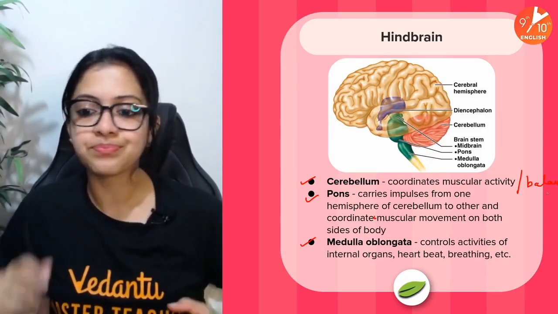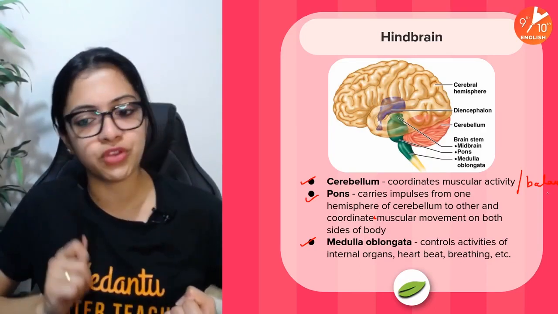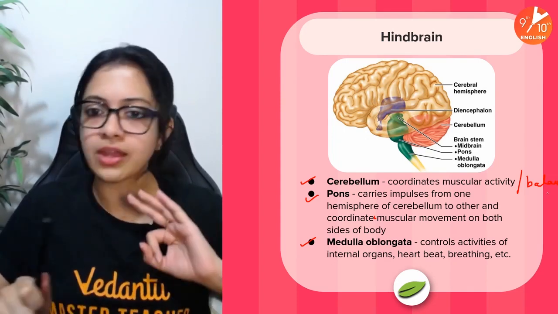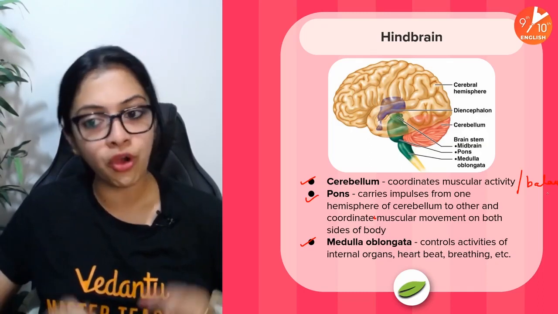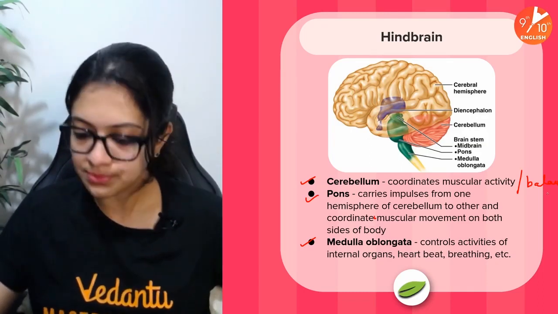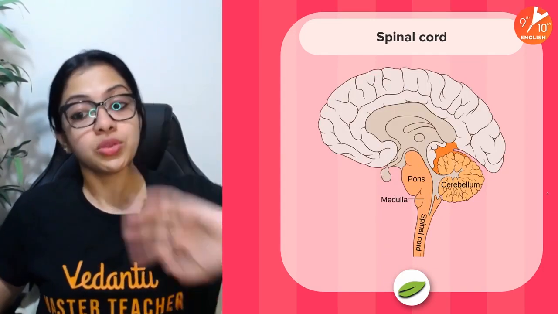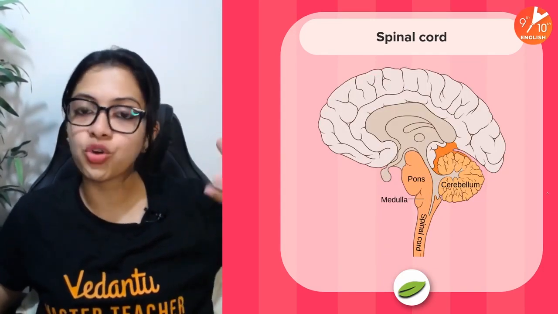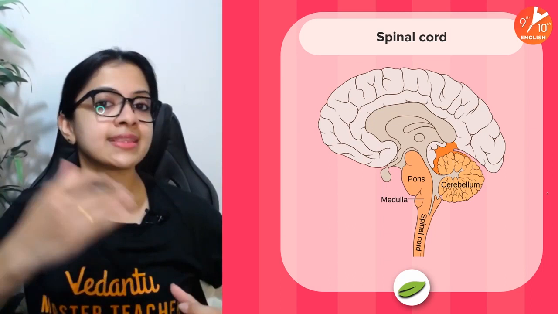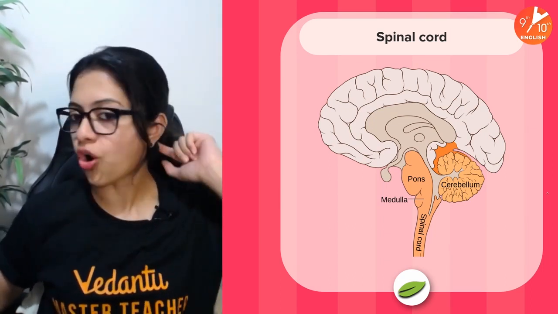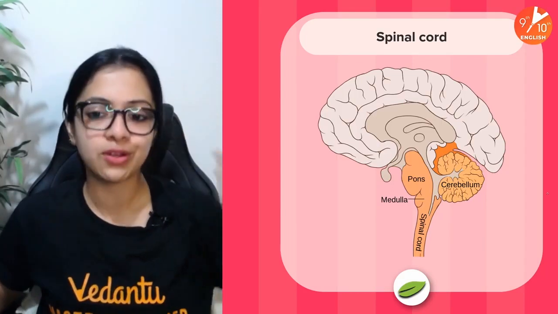Medulla chiefly controls a lot of activities of your internal organs, and apart from this, your heartbeat, breathing, and all of this is taken care of by your medulla oblongata, forming the hindbrain. All right, children. So that was all about our brain, the forebrain, midbrain, and the hindbrain, and the subparts associated with them. Now coming to the spinal cord, which is inside your vertebral column.